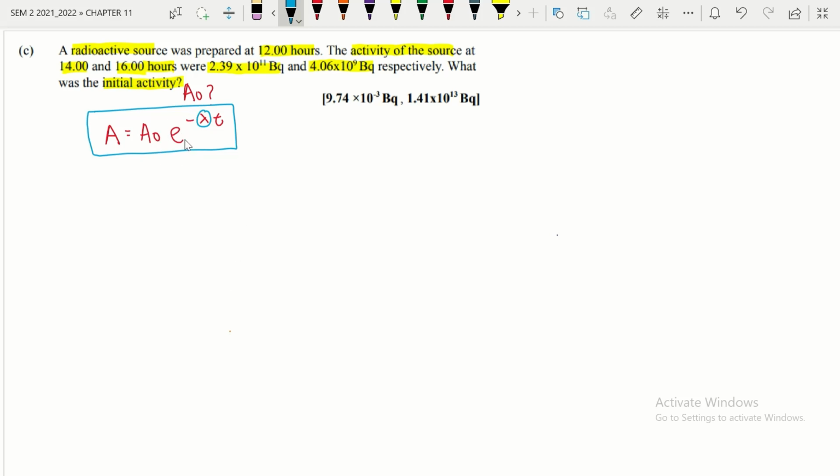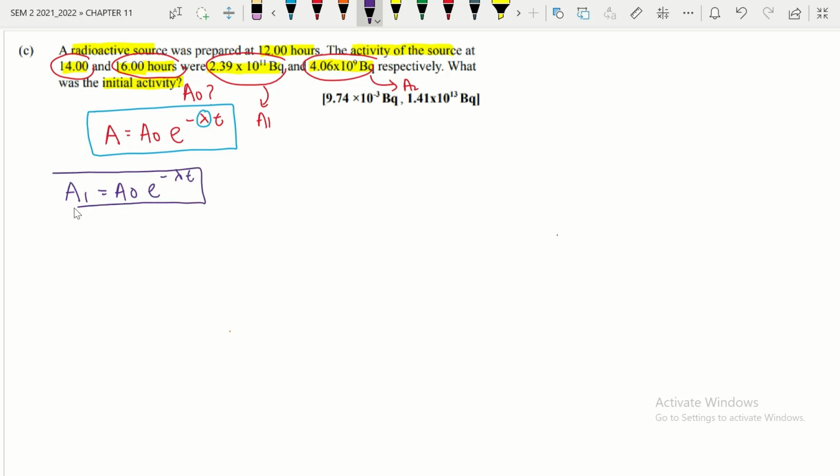dalam this formula. So kita kan ada 2 hours. Okay, we will have 2 hours, which is 14 hours and 16 hours. So for the 14 hours ini, Miss akan jadikan dia punya activity as A1. And then untuk 16 hours ini, Miss akan jadikan dia punya activity as A2. So meaning kita dah ada A1, kita cuma nak cari initial activity, but we do not have dia punya decay constant. Sebab time taken dia pun kita boleh cari.